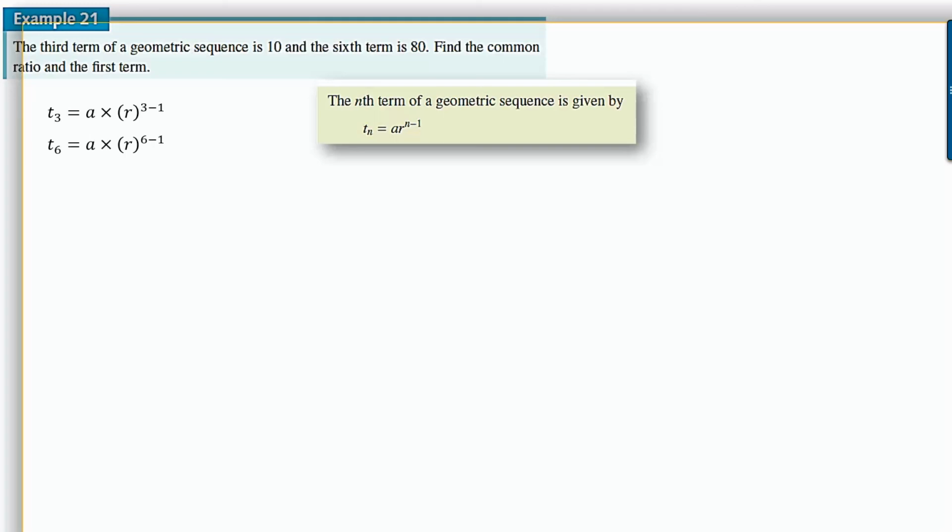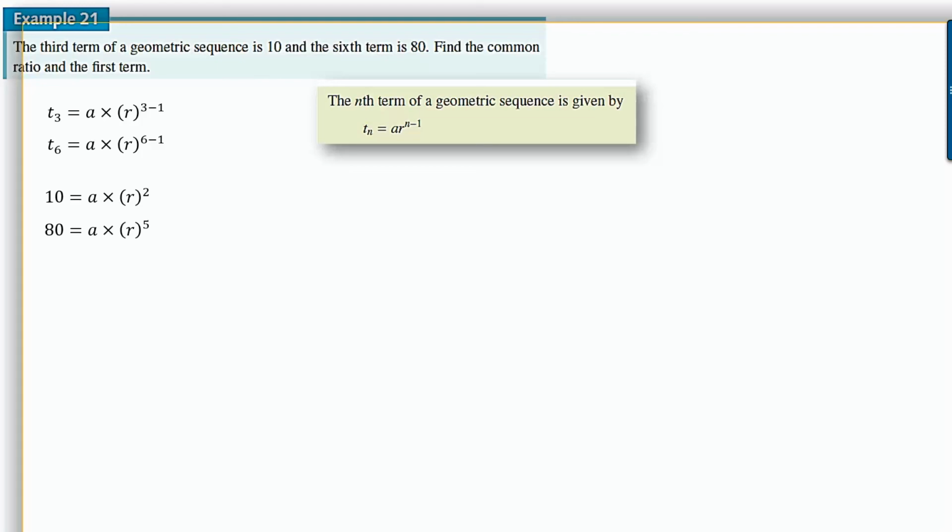I told you the third term is 10, so I know this equals 10. I just know that's 3. I just know that's 6. So that means your first two equations should look like that. And the question is, how do you solve this? You can't add or subtract, because that's different powers. It's not what you're used to.